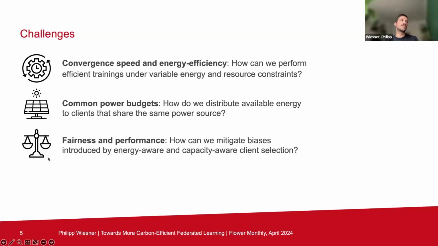The third problem, and that's the most challenging one, is fairness. It's, of course, a big topic in general in machine learning and in federated learning as well. But here it's even worse, because we introduce a lot of unfairness if we bias our client selection strategies to select green clients. And some clients might have a lot more energy available than others. So we really need to take care that we are not introducing biases towards these clients.